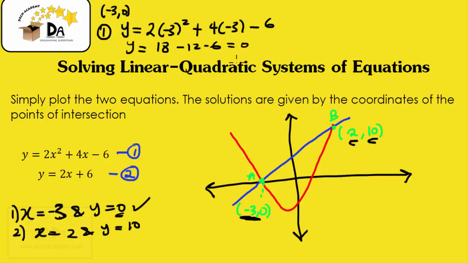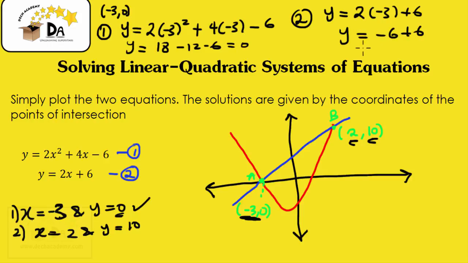Well, it's valid for equation 1. Let's test it on equation 2. Now, when x is -3, I have on the right hand side 2 times -3 plus 6, which is y equals -6 plus 6, which is y equals 0. Again, this solution satisfies the equation. So this solution satisfies both equations. So this solution is valid.